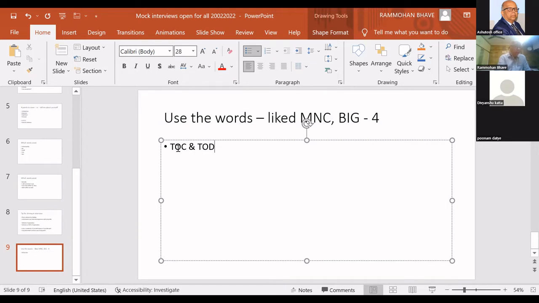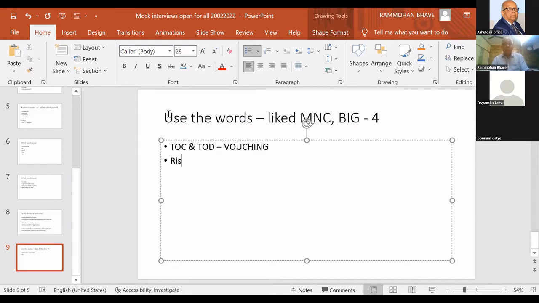So if you go to Google and give the long form for TOC, it is test of control and test of document. So this is nothing but vouching and posting. These are the names given by Big Fours to make the wording very nice. Or risk assessment.